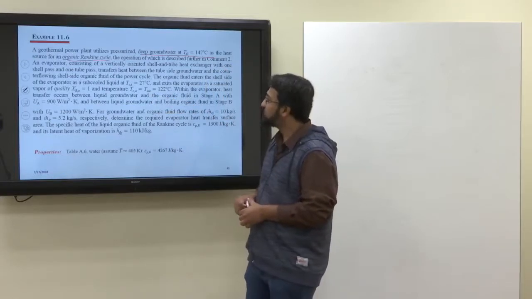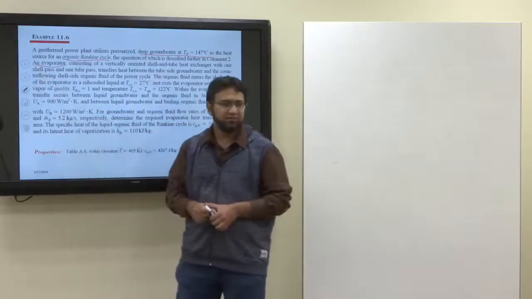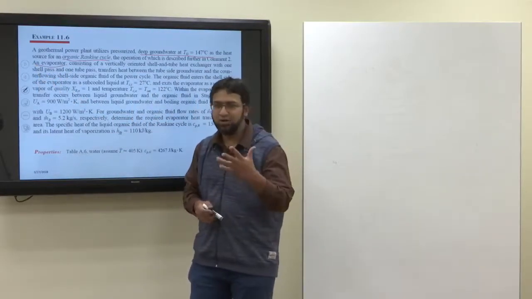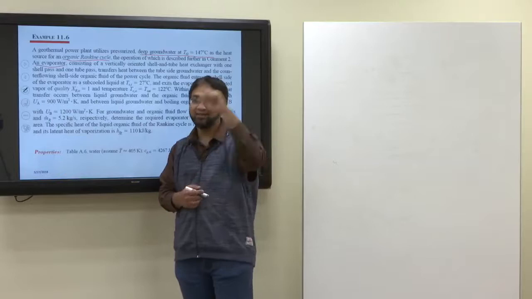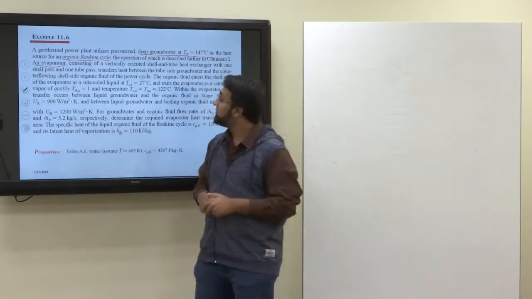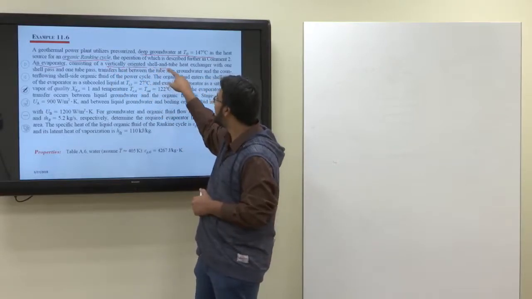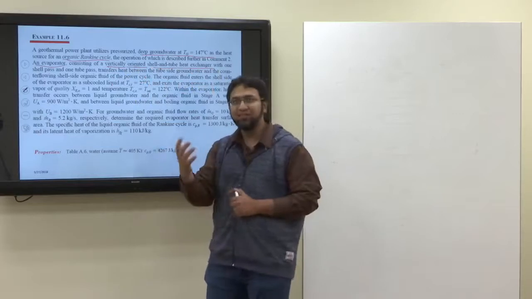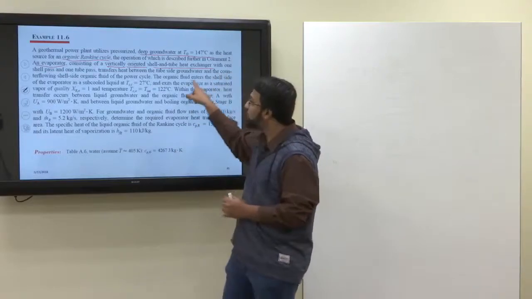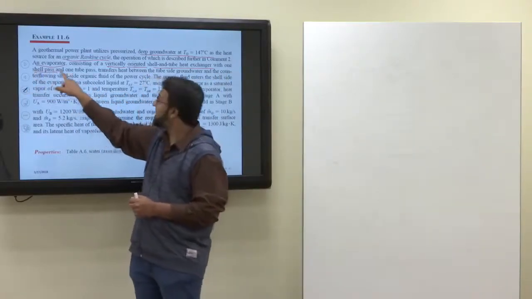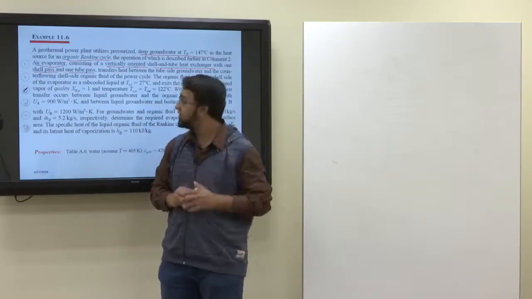An evaporator consists of a vertically oriented shell and tube heat exchanger. They call it an evaporator, but it's actually a boiler. Boiler and evaporator are almost the same thing, so this is the boiler for the Rankine cycle. Your boiler is basically a vertical shell and tube heat exchanger with one shell pass and one tube pass.